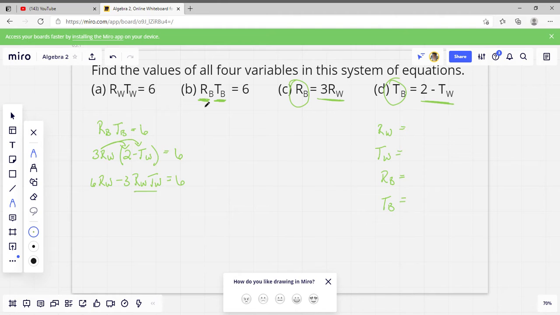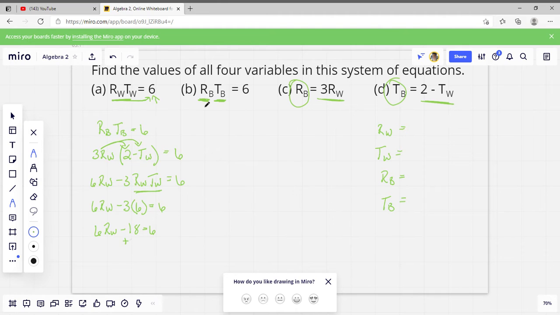We have this double variable right here, and that's the key to solving these equations. RWTW is actually right here. Its value is given as a double variable. So we can substitute the RWTW right here for 6. So 6RW minus 3 times RWTW, which we know is 6, equals 6. All right, so now I have 6RW minus 6 times 3 is 18 equals 6.